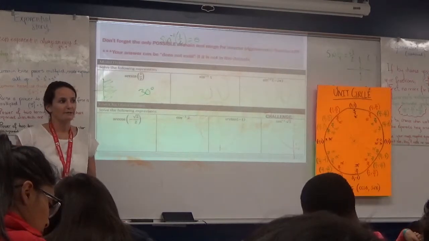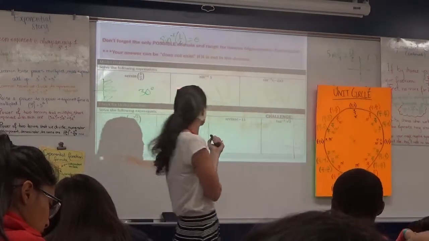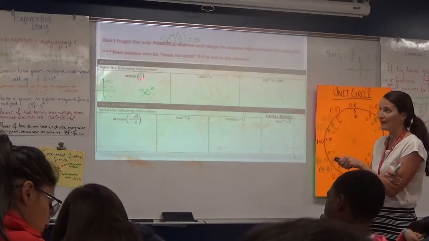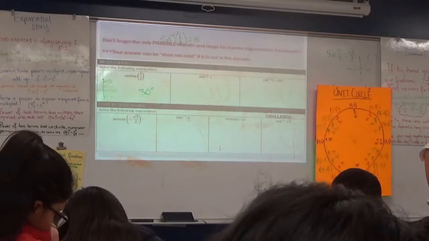Sine inverse of 1. Can someone explain to me how we translate when we see that? What are we looking for? Like for this one, we were looking for the angle where y was 1/2. So what are we looking for here?